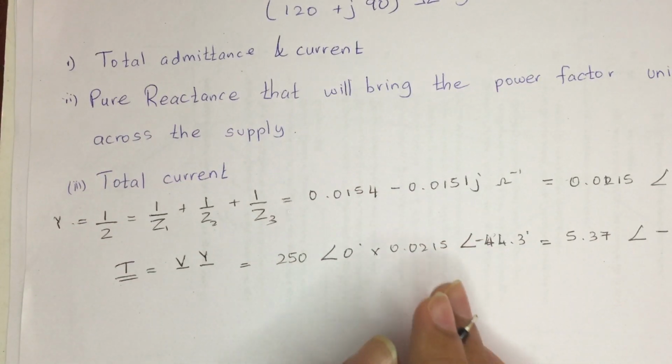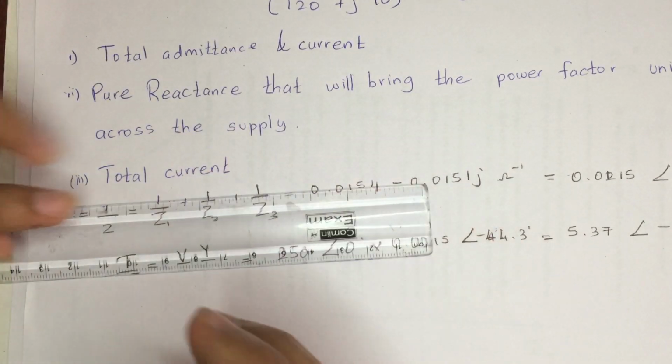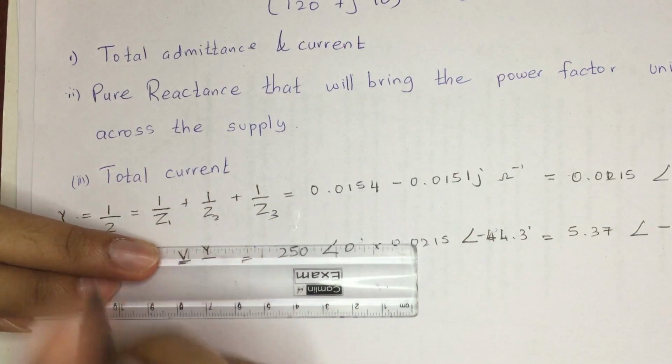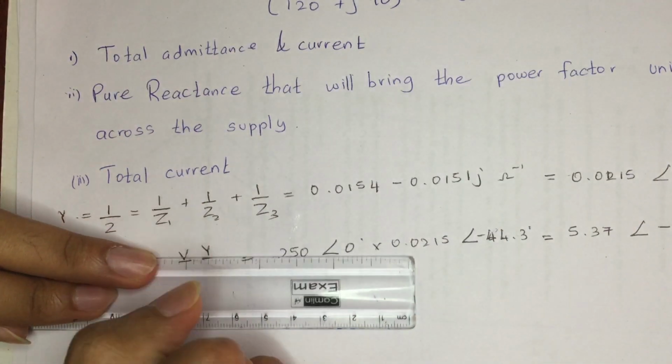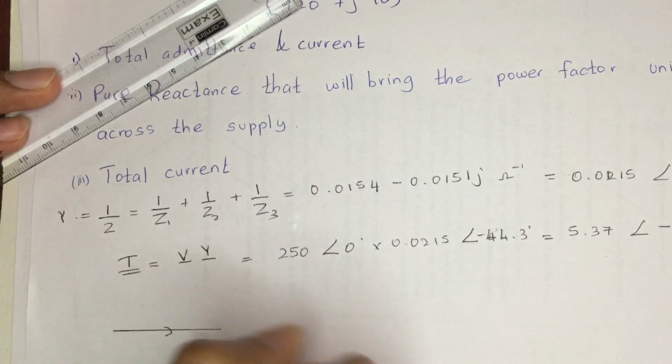If we draw a phasor diagram for this type of circuit, they are in parallel. So I'm going to consider a certain circuit element which has these three impedances in parallel. Let's say this voltage is the reference.